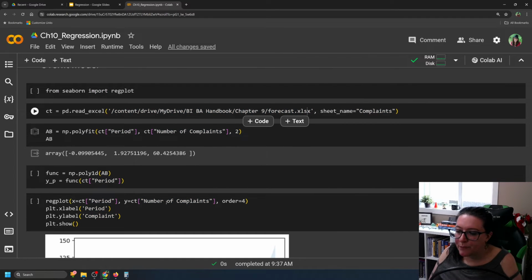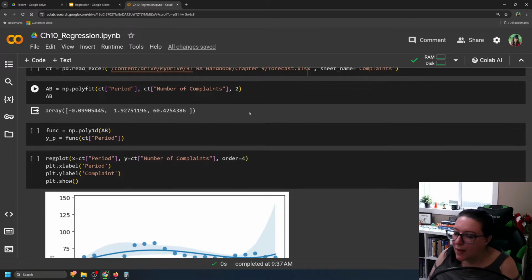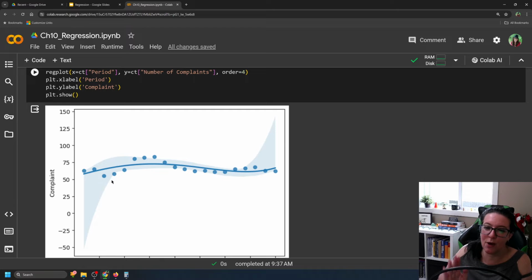an overfit model. This is from our forecasting videos, and we used regplot to plot the number of complaints over time, and we had created a polynomial of degree 4. Remember, with a polynomial of degree 4, it could go up, then down, then up, then down. So it fits the historical data really well because it's got every single movement. Well, this is an overfitted model because it mimics every single curve.